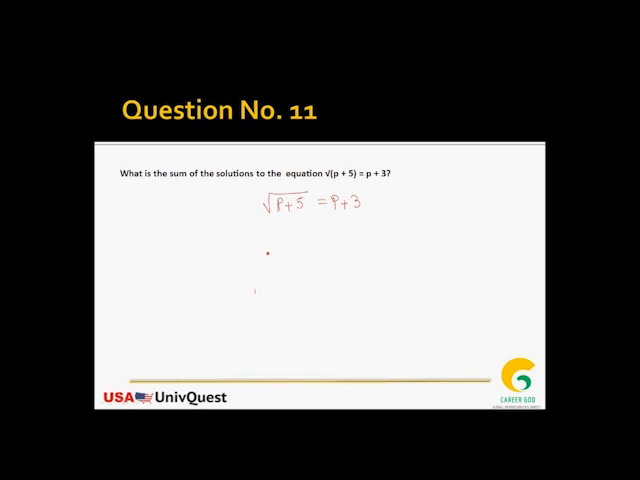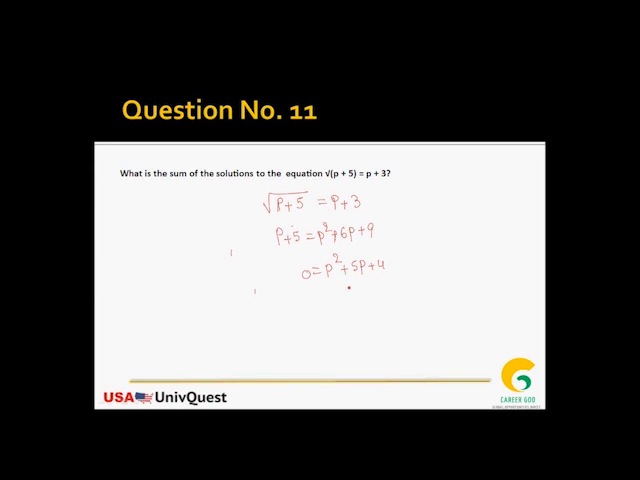Others, please. Okay, so let me solve this question. Who got minus 5? Very good. Who got minus 1? Excellent. Let us see what the correct answer is. So let me square: p plus 5 is equal to p square plus 6p plus 9. Bring everything to one side. You get p square plus 5p plus 4 equal to 0.